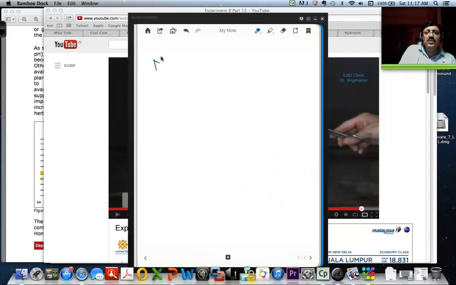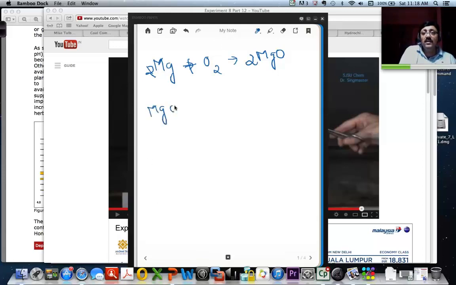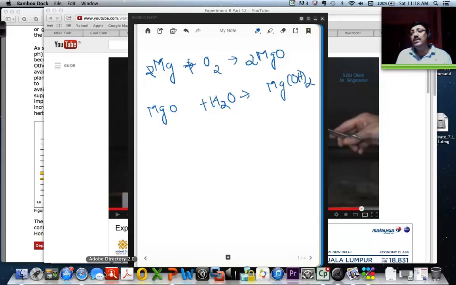So magnesium will react with oxygen to give magnesium oxide, MgO, right? Because magnesium has a valency of 2, right? And so I put 2 here and then 2 here, and so that is done, right? Then I can take the magnesium oxide plus water, gives me magnesium hydroxide. This is already balanced, right? So that is basically what happens.